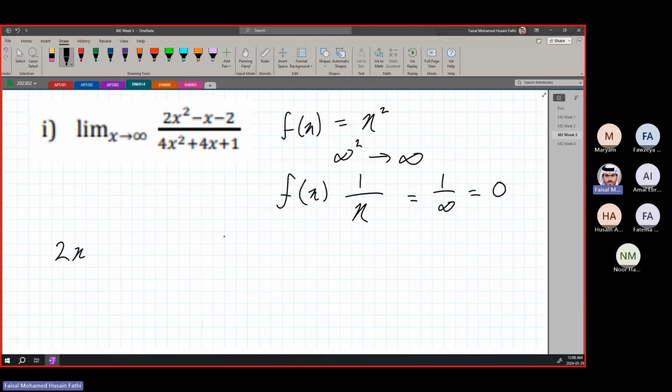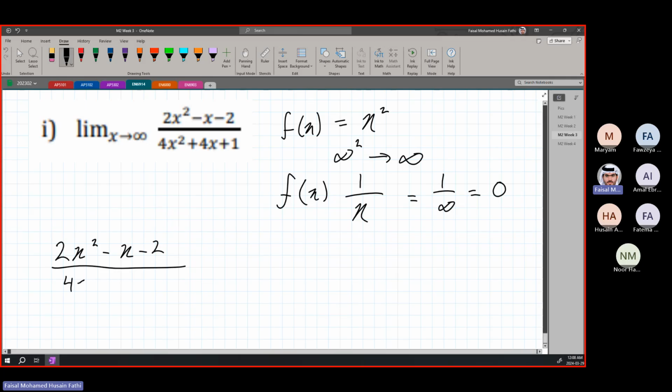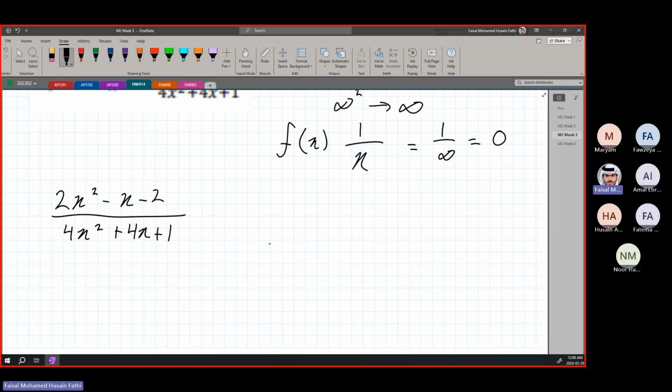So we have (2x squared minus x minus 2) over (4x squared plus 4x plus 1). When it comes to infinity, the limit as x goes to infinity, we want to divide by x squared, the largest value we have. Here we have x squared, and here we have x squared. We want to divide up and down both of them by x squared.